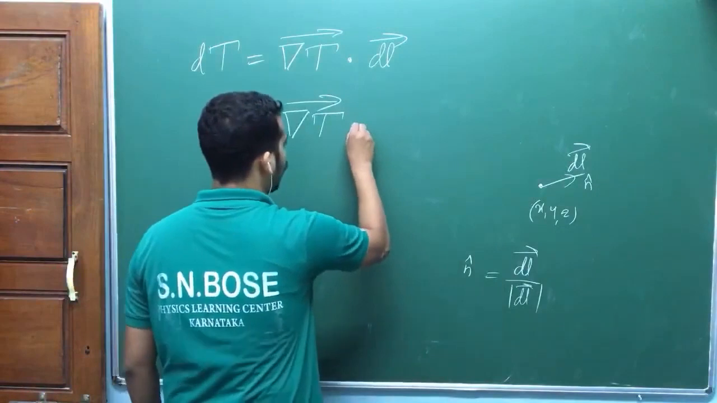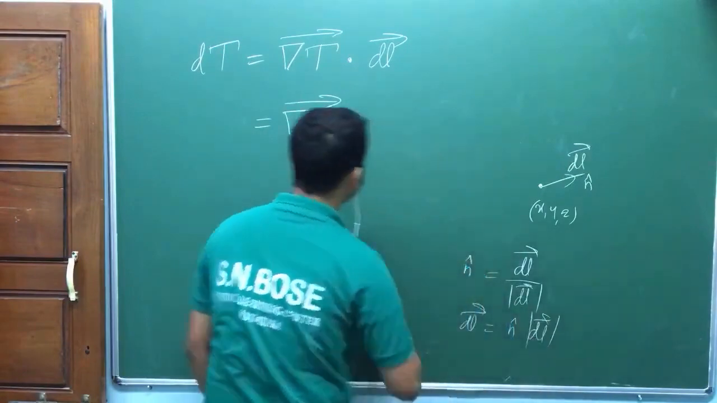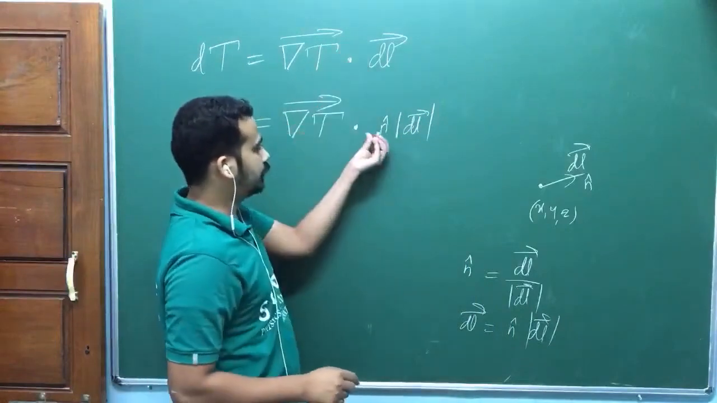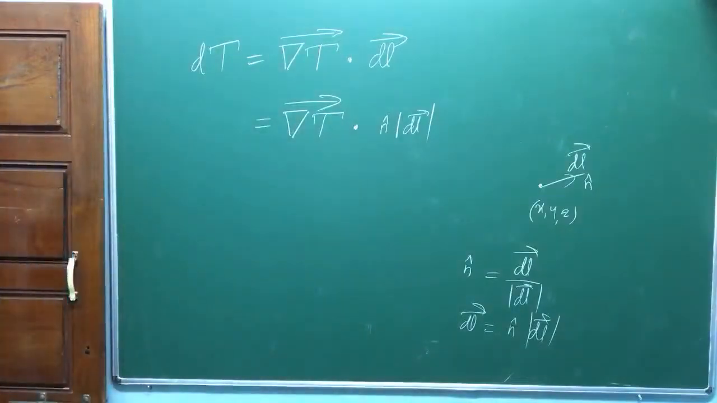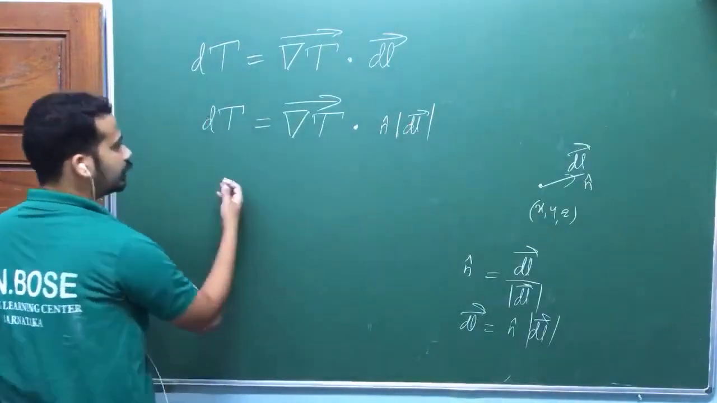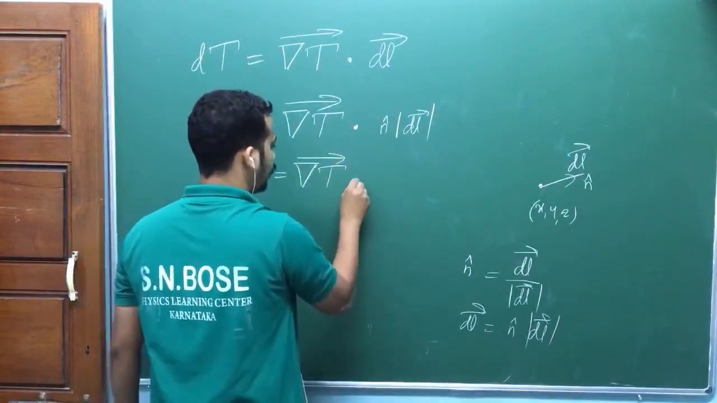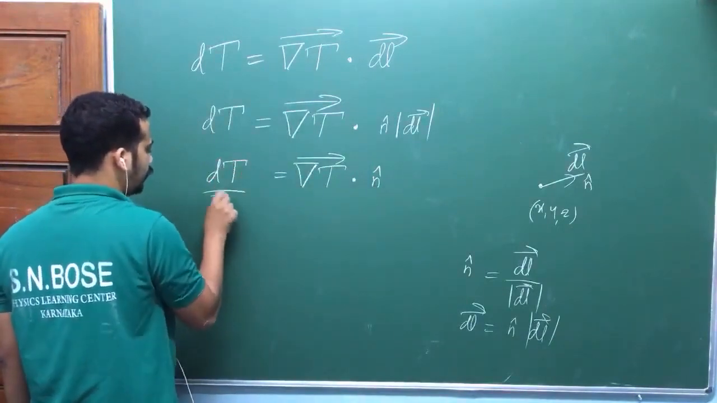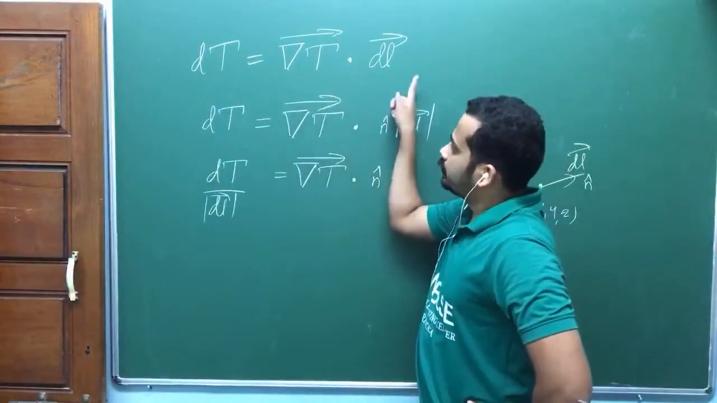So now, what is the dl vector? That's equal to n cap into mod dl vector. Can I write like this? This vector, I have written as unit vector into its magnitude. So dT is the gradient of T dot n cap, times mod dl. What does this dot product give?